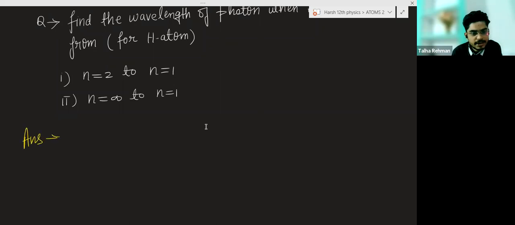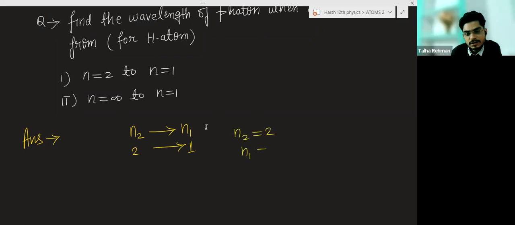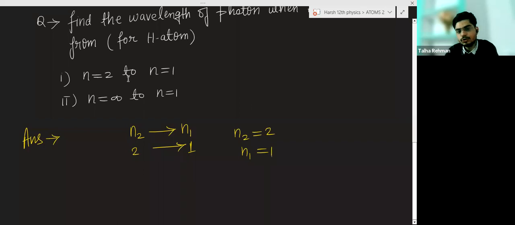First, you should write that the electron is moving from the N2 energy level to the N1 energy level. So the electron is moving from 2 to 1. So the value of N2 is 2 and the value of N1 is 1. Okay, N2 to N1. So now it's clear.